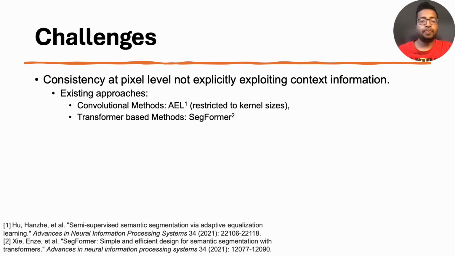The first being, this framework introduces pixel-level consistency, which does not explicitly exploit contextual information. The existing methods introduce context, like in convolution networks, where it is controlled by the kernel size. Transformer-based methods like SegFormer cannot be applied because they don't work so well in limited label data scenarios.